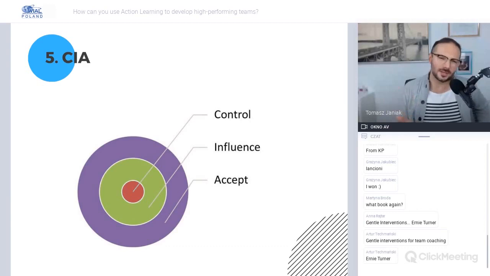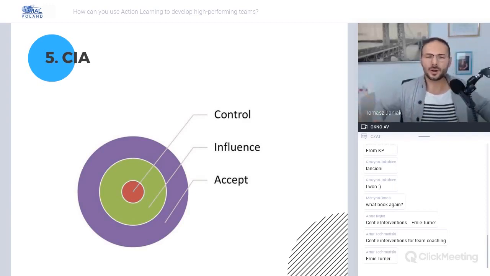And then there are some things that we have influence over, right? If you live with a partner, if you work in a team, you can offer something, propose something, give feedback, ask that person to change his or her behavior in a way that will be more suitable for you. So you have influence on that. You don't have 100% control.